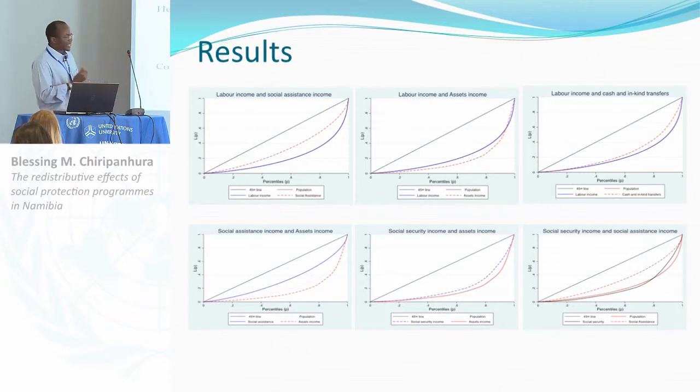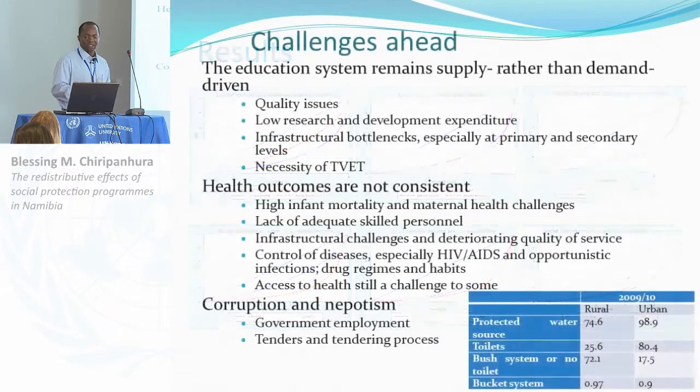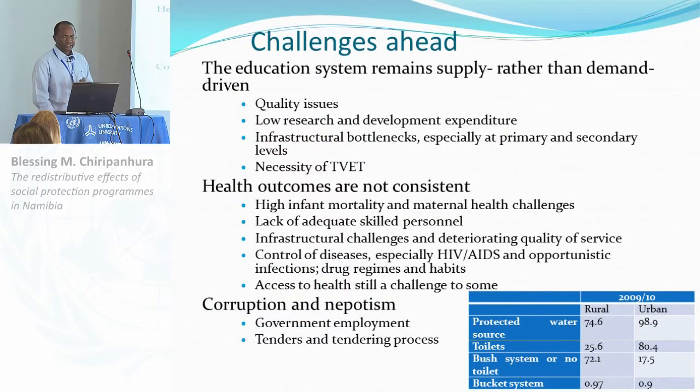economy. So what are the key challenges that Namibia has to deal with in order to deal with the differences in inequality across groups? A few issues that we've raised. One is that there's need to deal with the education system. Generally, the outcomes don't seem to be that good. The quality is not as good as it could be. But worse of it is that it is generally supply-driven rather than demand-driven.